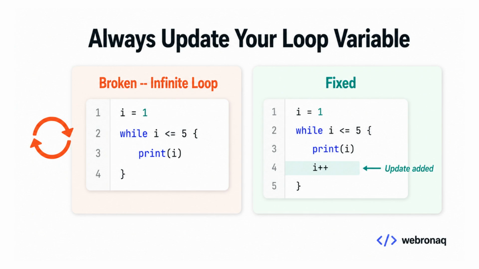In this case, add i increment inside the block. Now i grows each iteration. 1, 2, 3, 4, 5. And when it hits 6, the condition is false, and the loop exits cleanly. Before you run any loop, ask yourself, will this condition eventually become false? If you cannot answer yes, you have a problem to fix first.